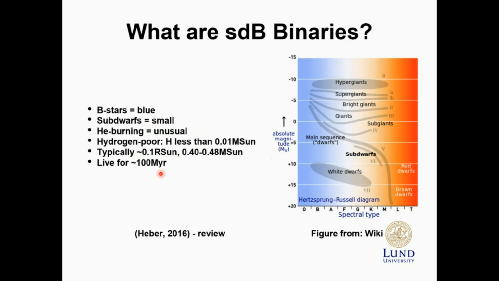And they live astrophysically short, only 100 million years. For comparison, the sun lives, or will have lived by the end of its life, about 10 billion years. So these stars are very short-lived compared to typical stars like the sun.